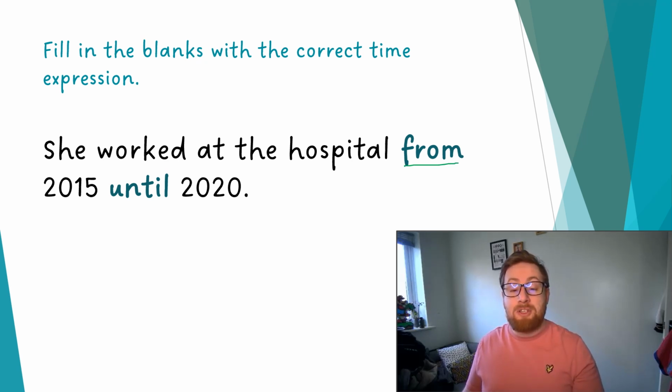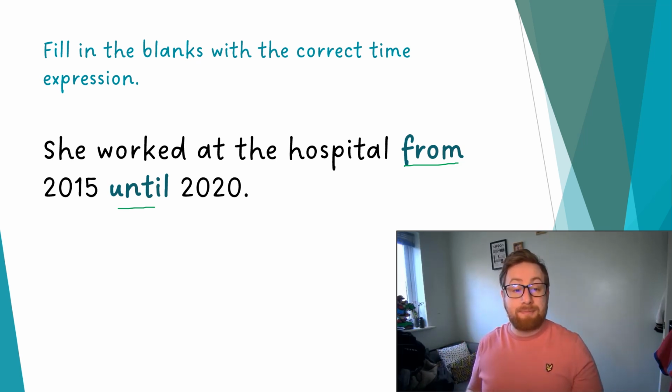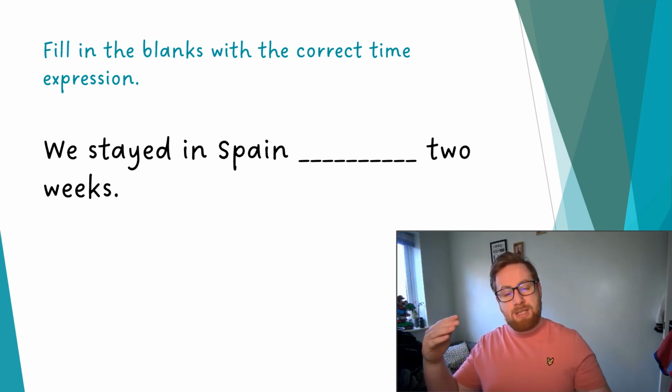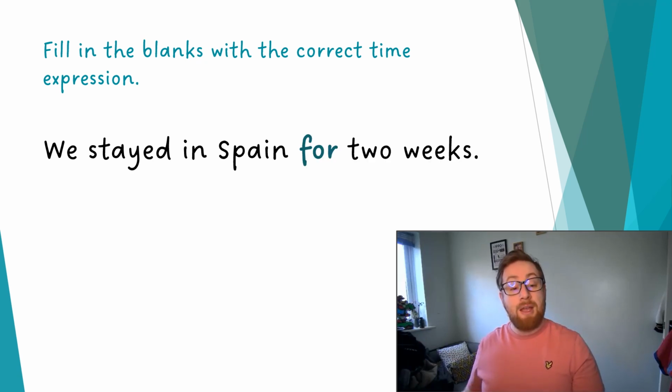So we know as we have the two gaps, from and until, and it shows a start point and an end point. We stayed in Spain, blank, 2 weeks. Now, is it for or over? We stayed in Spain over 2 weeks, or we stayed in Spain for 2 weeks? The better answer would be for 2 weeks. So we stayed in Spain for 2 weeks.